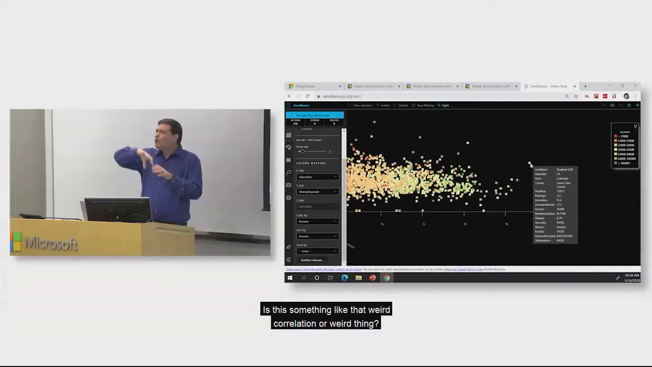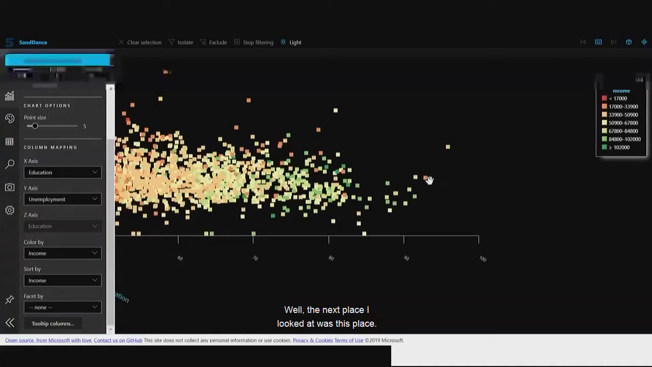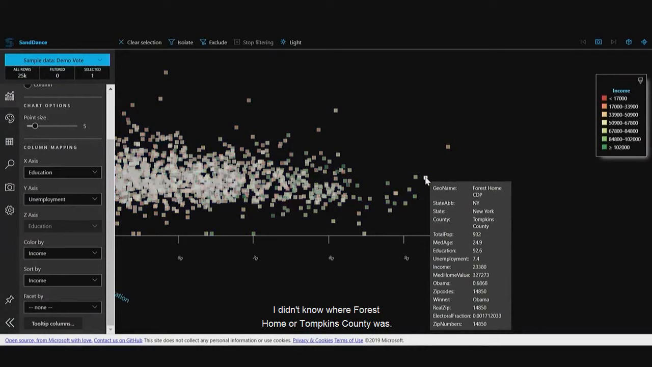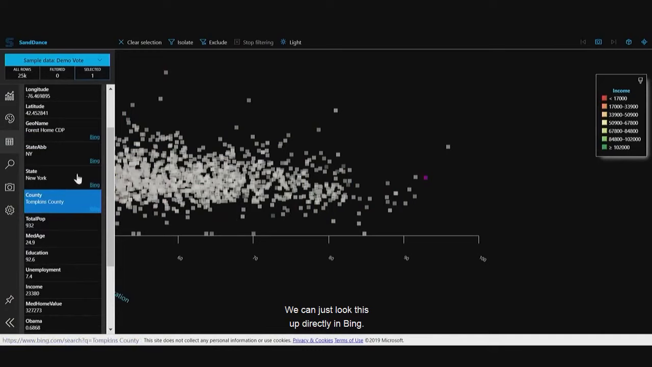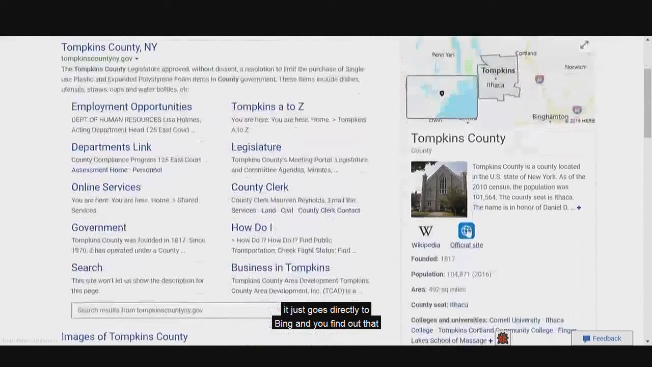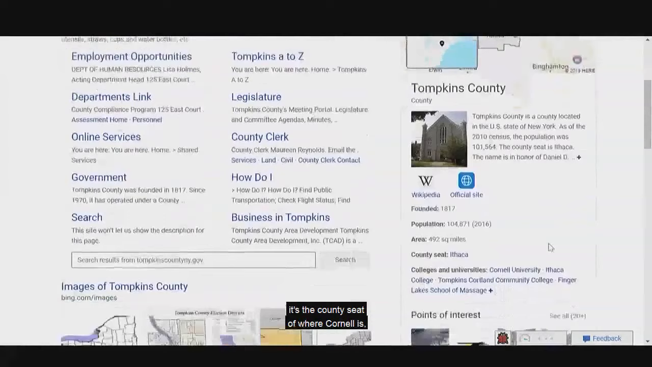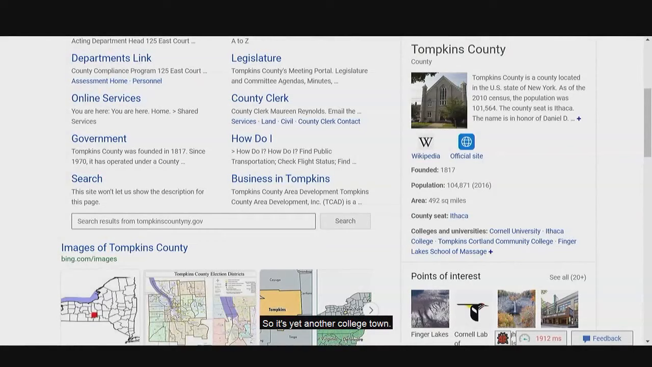Well, the next place I looked at was this place. That's Forest Home. I didn't know where Forest Home or Tompkins County was. So if I click on it, we can get more info. We can look this up directly in Bing. If I look up Tompkins County here, it goes directly to Bing, and you find out it's the county seat of where Cornell University and Ithaca College are. So it's yet another college town. Okay, now I'm starting to see some trends.